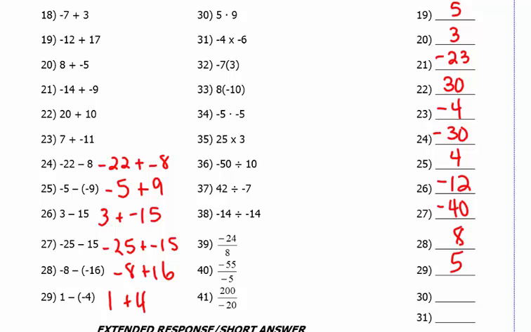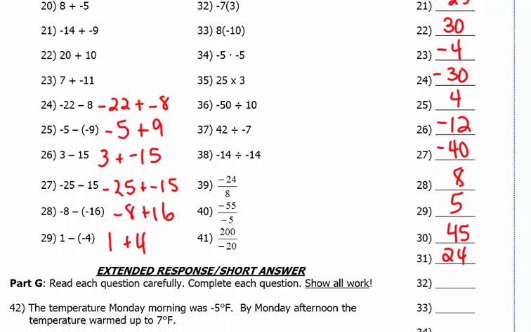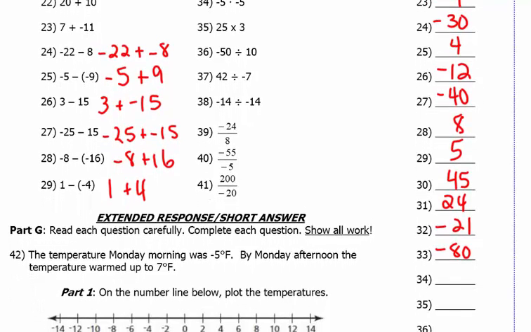Number 30 is now multiplication. And when the signs are the same in multiplication, the answer is positive, and when they're different, it's negative. So 30 is 45. 31, they're the same, so that's 24, positive. 32, they're different, so that's a negative 21. 33, they're different, so that's a negative 80. 34, they're the same, so that's positive 25.